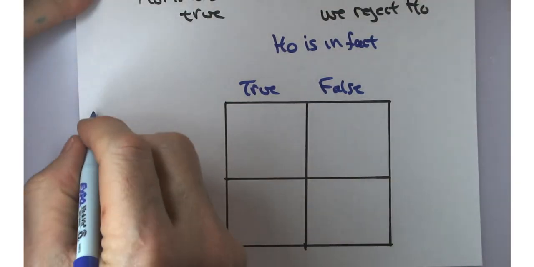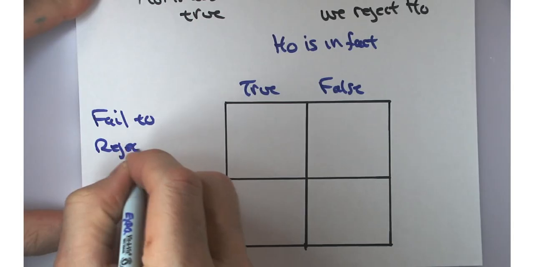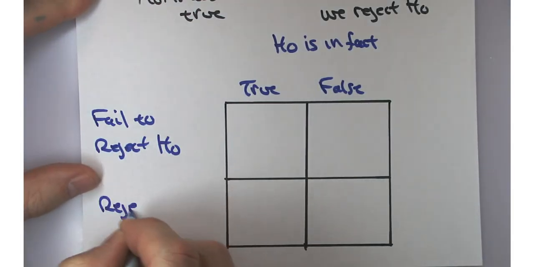Now we have a couple different choices. We could fail to reject H naught, and we can reject H naught.